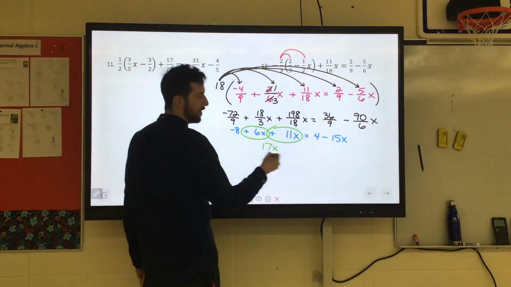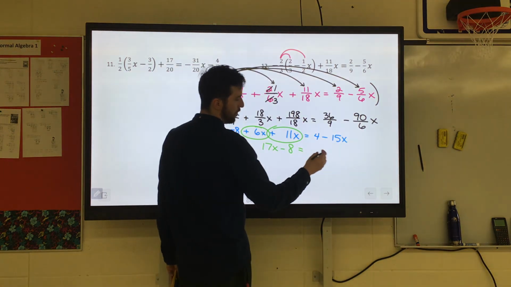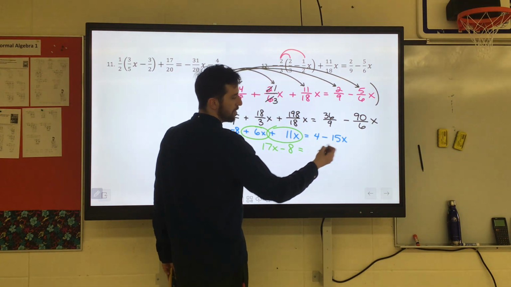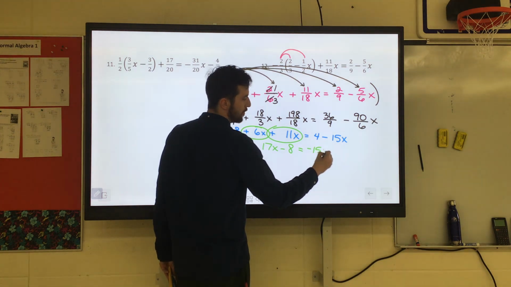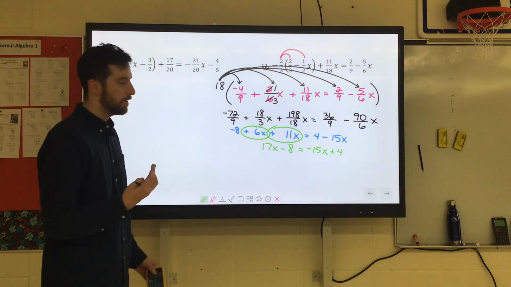You could write the -8 in front. I'm going to put it at the back there. And then I'll just reorder these. I like putting my x's first, so the -15x would go first. Positive 4 goes at the end. You don't need to do that.